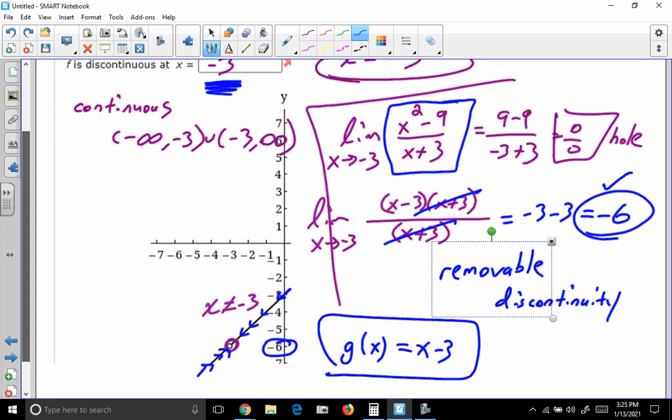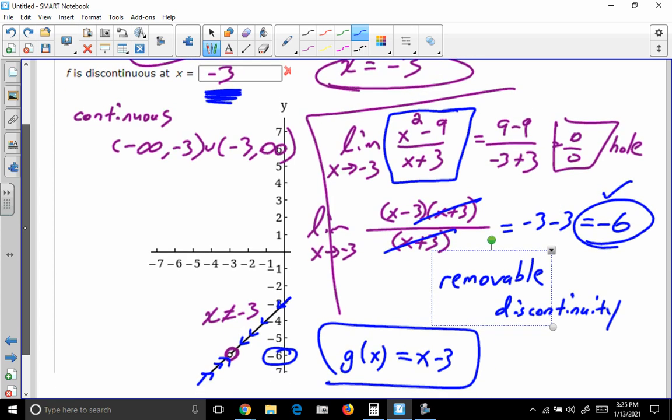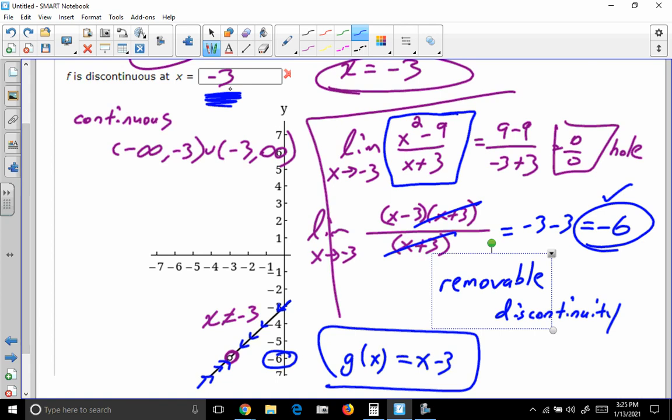So when it later asks about removable discontinuities, that's what we're talking about. If it's discontinuous at a place, if at a certain x value we are undefined, but we can do some algebra to make that discontinuity go away, now we have a function that's no longer discontinuous. Those are the same everywhere except that. That is a removable discontinuity. They have the same limit. They both have a limit of -6.